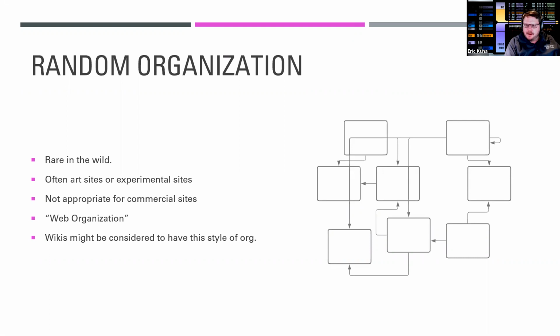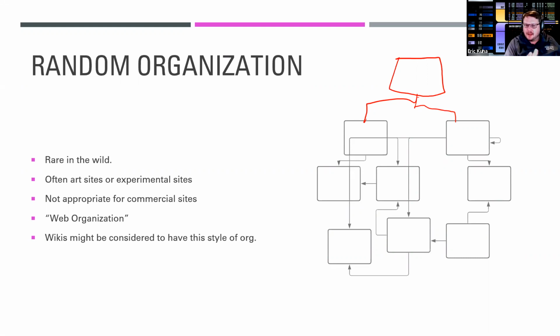Art sites, experimental sites, where everything's just kind of linked around and doesn't really seem to have any sort of core organization. Some people call it a web organization. Wikis kind of fit in this realm, except that they always do have a homepage. So a wiki might have a homepage and then link into this web of interlinked pages that have no particular way of organizing themselves.